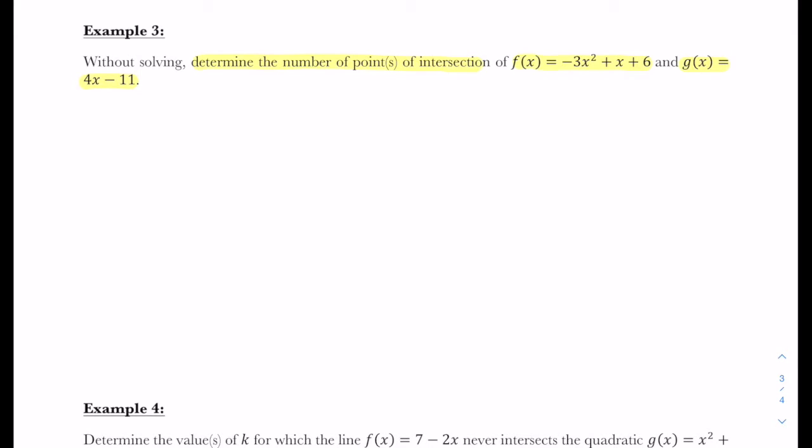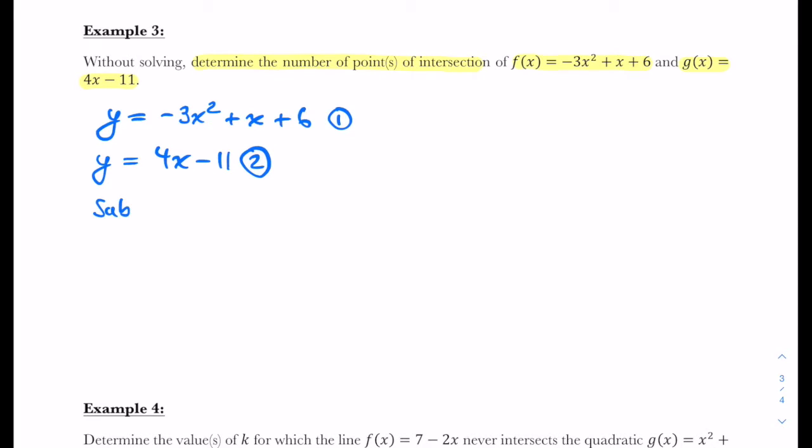I'll start off by rewriting both the quadratic function and the linear function below. Rather than function notation, I'll go back to using y, just because, as I mentioned before, it's much easier later on to use substitution or elimination. I'll also number the two equations. And now we have to set up a linear quadratic system. To do this, I'm going to once again use substitution. So make the two equations equal to each other.